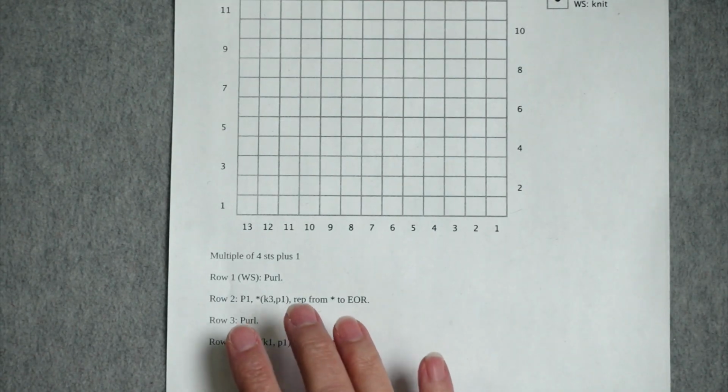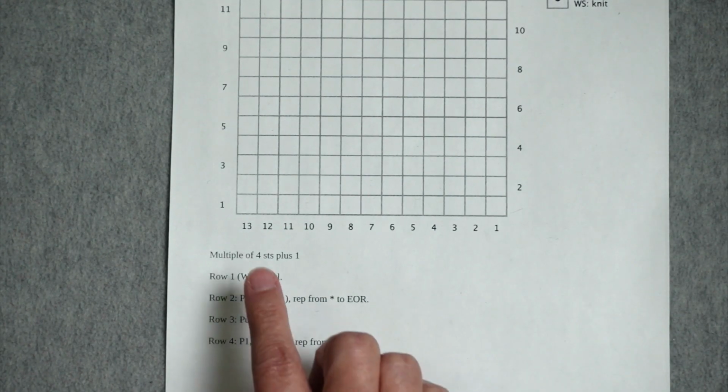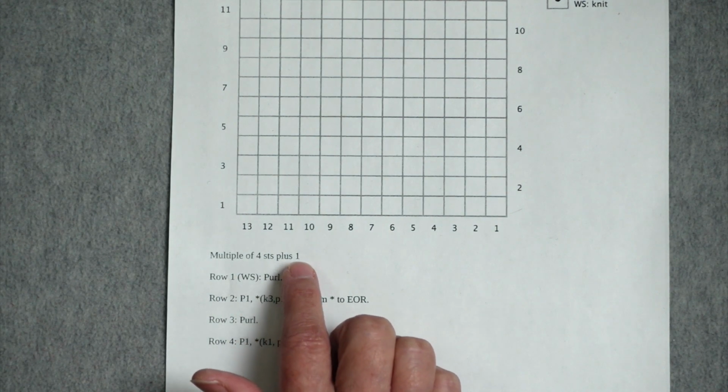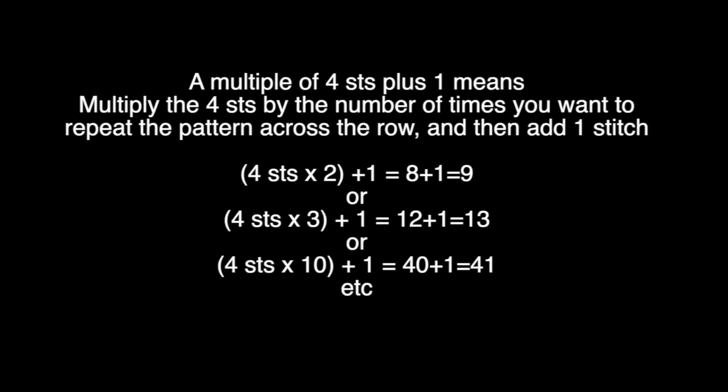Here I have a pretty simple stitch pattern that requires a multiple of 4 stitches plus 1. A multiple of 4 stitches plus 1 means that you multiply the 4 stitches by the number of times you want to repeat the pattern across the row, and then you add 1 stitch. So if you wanted to repeat it twice, you'd multiply the 4 stitches by 2, which would give you 8, and then you'd add the 1 and you'd have 9.